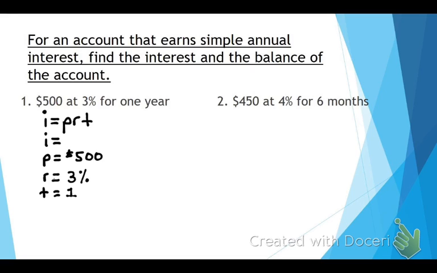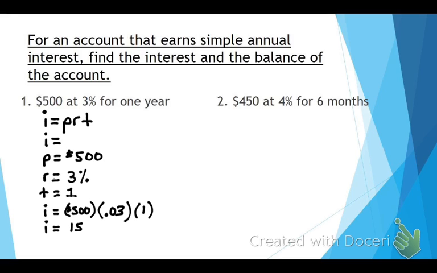So now let's go ahead and start plugging things in. I don't know the I yet, equals PRT. The P, I'm just going to plug it in. It's $500. The rate, now let's change it to a decimal. What's 3% changed to a decimal? 0.03. And the time? 1. Pull out your calculators and just go ahead and plug this into your calculators for me, please. 500 times 0.03 times 1. What's the interest, guys? 15.